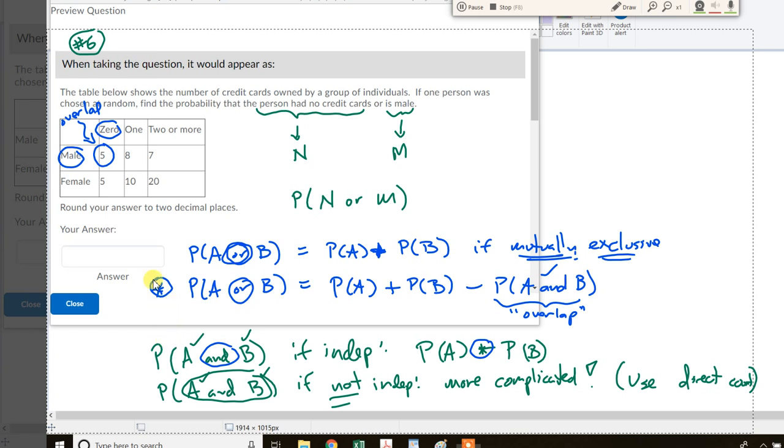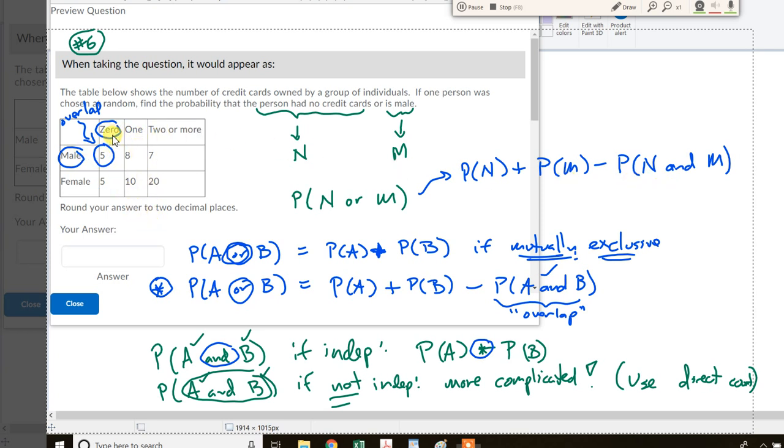Okay? So probability of N or M should be probability of what? N plus probability of M minus the double count. You want to subtract the N and M at the same time, the overlap, because those got double counted. They get counted as part of the N's, the no credit card people. They also get counted because they're part of the male group, and so they get counted twice. And we subtract off one of those counts. Okay, so you should be able to get these two numbers from the data itself.